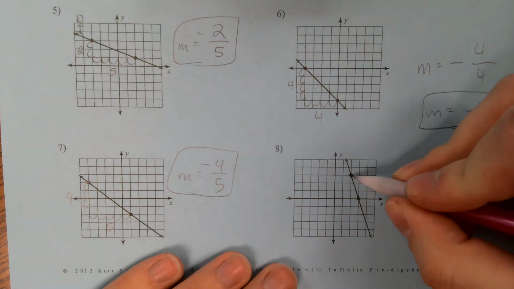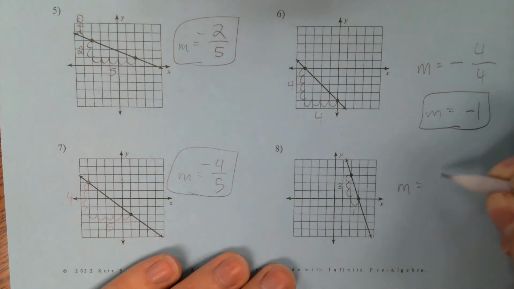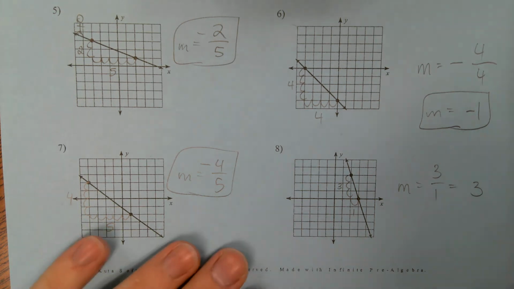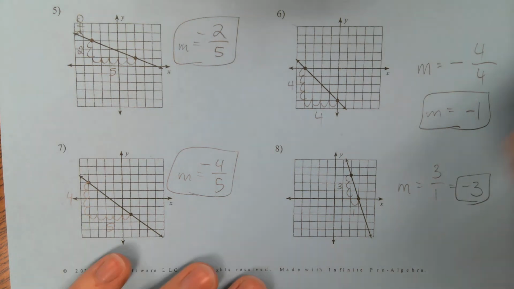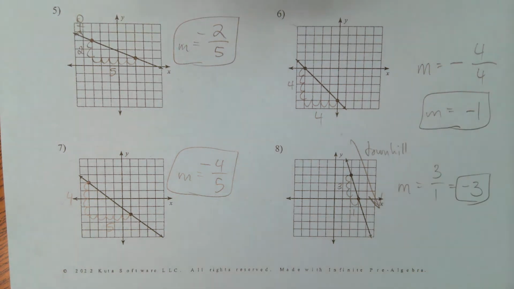Number 8, we're rising down 1, 2, 3, and we're running over 1. Rise over run is 3 over 1. That just simplifies to 3, right? Negative. Oh, but it's got to be a negative 3 because we're sloping downhill. Yep. That's right. Great catch. Thank you.